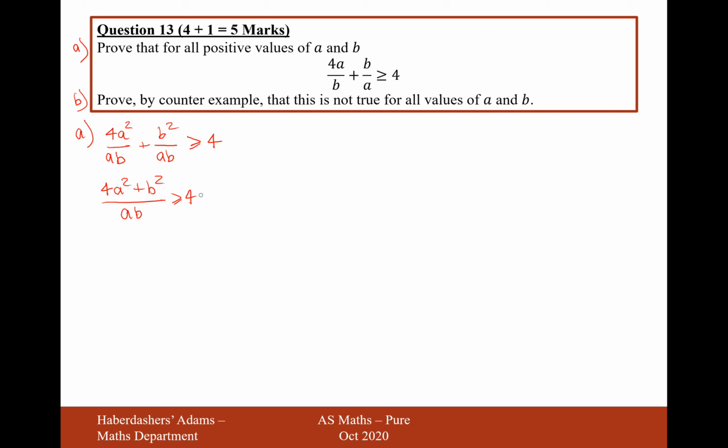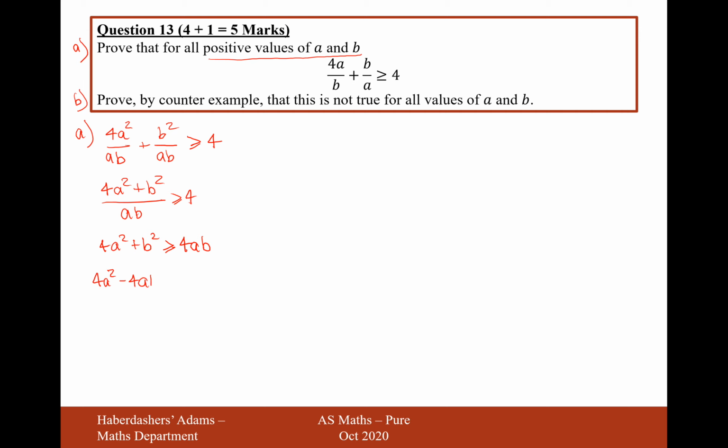Now let's multiply both sides by AB. Now that's not going to change the inequality because A and B are both positive values. So if one of them was potentially negative, that would have to flip the inequality the other way around. That's why this question here specifically states for positive values of A and B. Let's just now subtract this onto the other side.